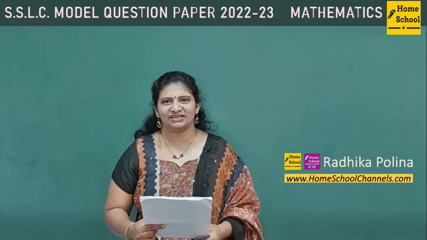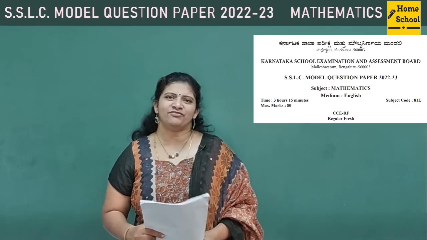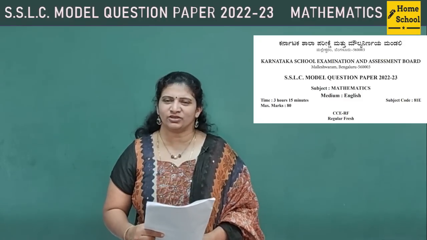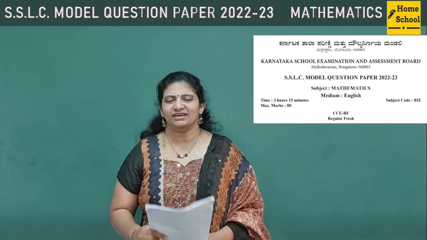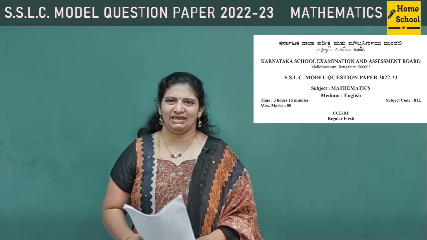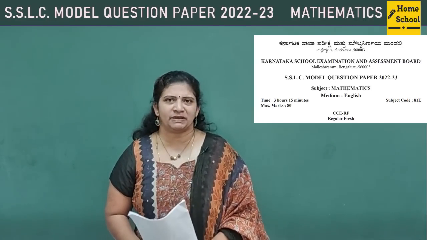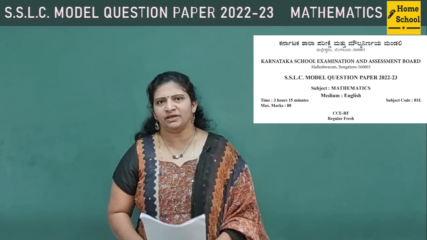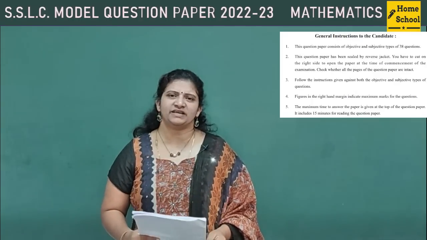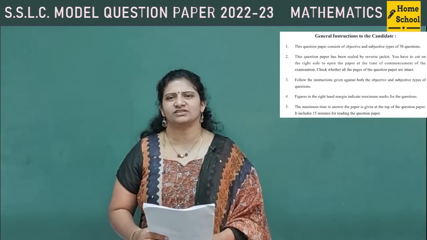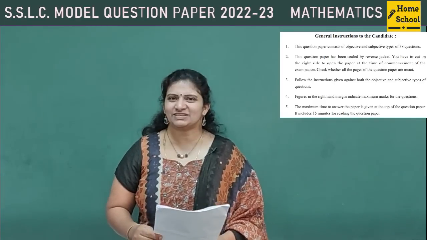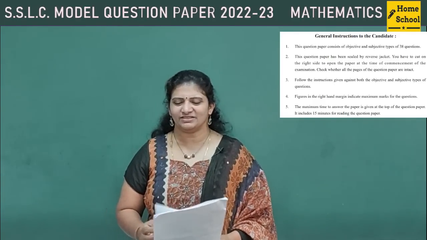Karnataka School Examination and Assessment Board have released SSLC model question papers for the academic year 2022-23. Subject Mathematics, subject code 81E. Time allotted for this paper is 3 hours 15 minutes. Total marks 80. If you look over the first page, you will be having some general instructions for the candidates. So please look over those and let's quickly begin the answer key for this.